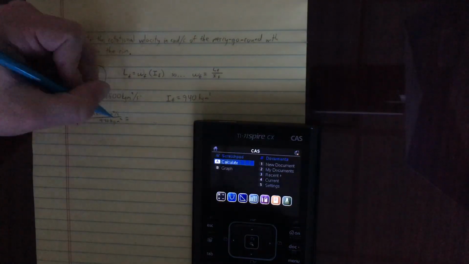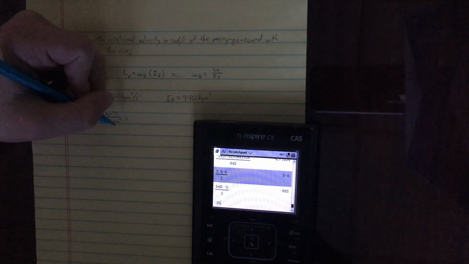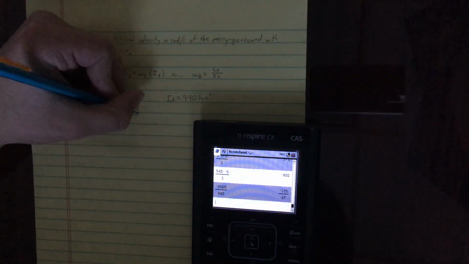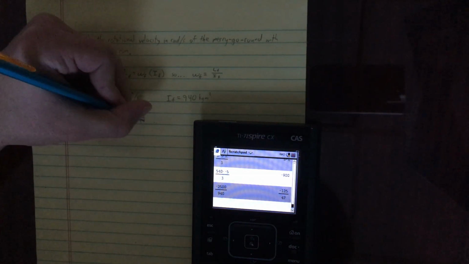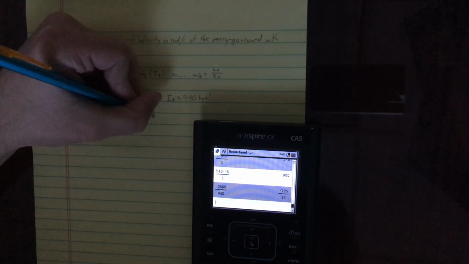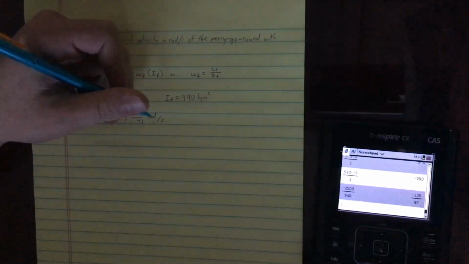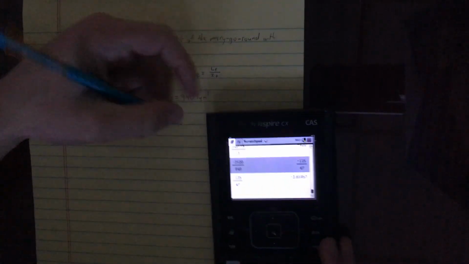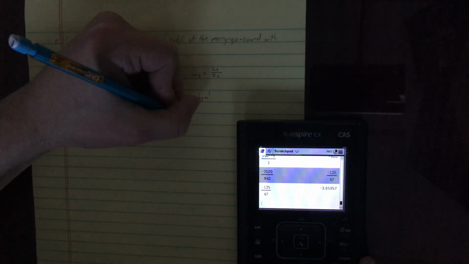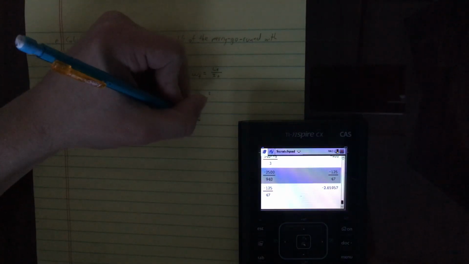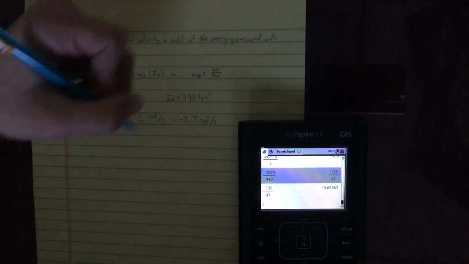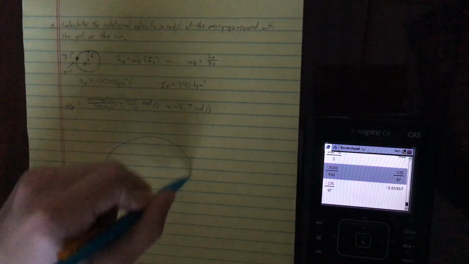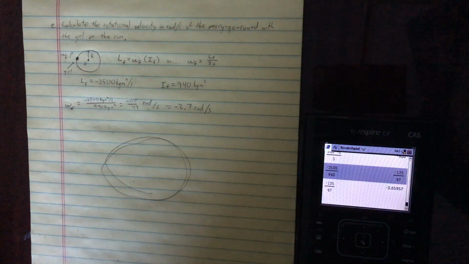And what we're going to get is negative 2,500 over 940, negative 125 over 47 radians per second, but we'll simplify that to negative 2.7 with our two sig figs radians per second. So when the girl hops onto the merry-go-round, it'll rotate clockwise at 2.7 radians per second.